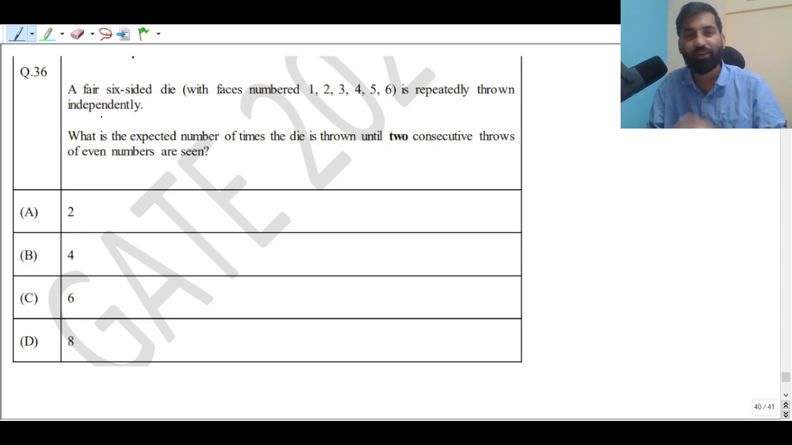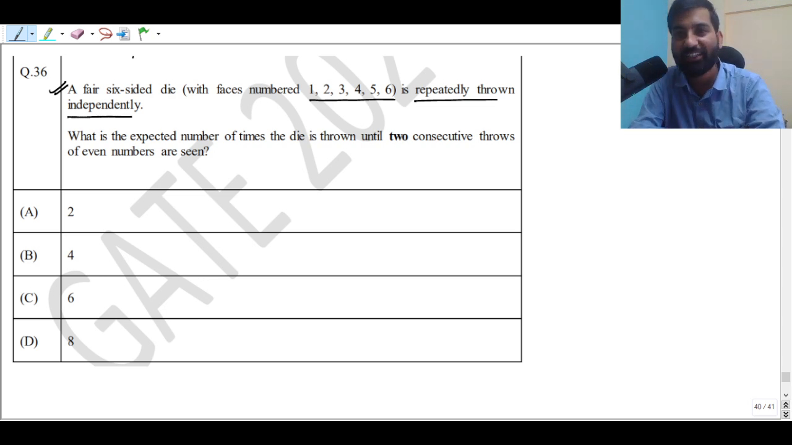So let us read the question. This is the random experiment. They have given a fair six-sided die with faces numbered 1, 2, 3, 4, 5, 6. So this is a standard die, which is repeatedly thrown independently. They have mentioned that you are throwing the die independently, so many times you are throwing it. The probabilities can be multiplied if the throws are independent, like the probability of getting 1 and the probability of getting 2 are independent, so you can just multiply them.